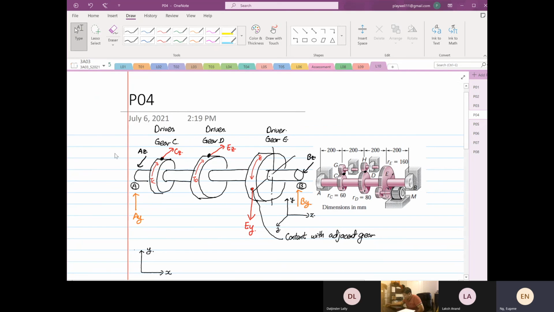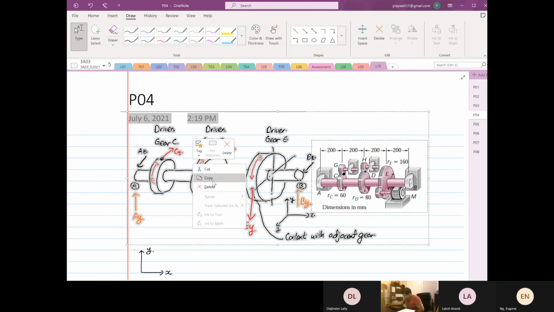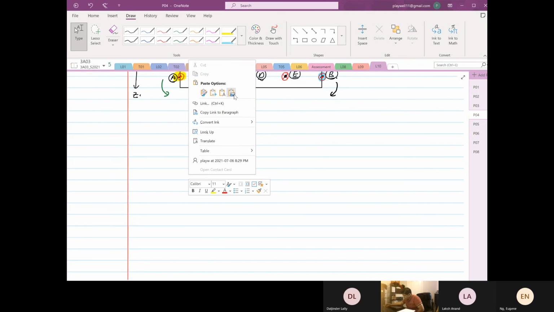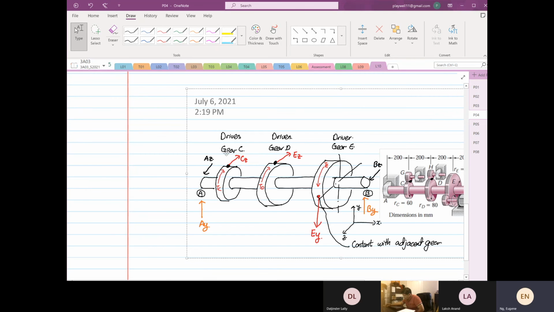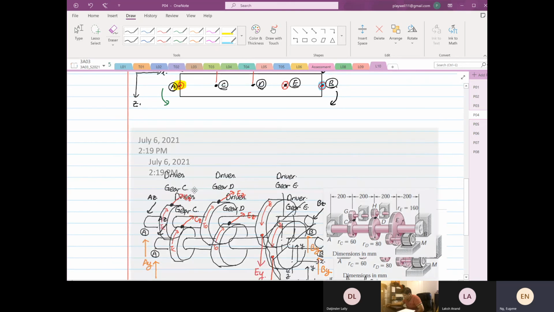Okay, now this is the most important thing. Once you have this done, everything is easy. If you have not got this done, that's where the problem comes. So I'm going to copy this. I'm going to break down here. I'm going to paste. Okay. So this is what we have drawn, all the forces that we have drawn.